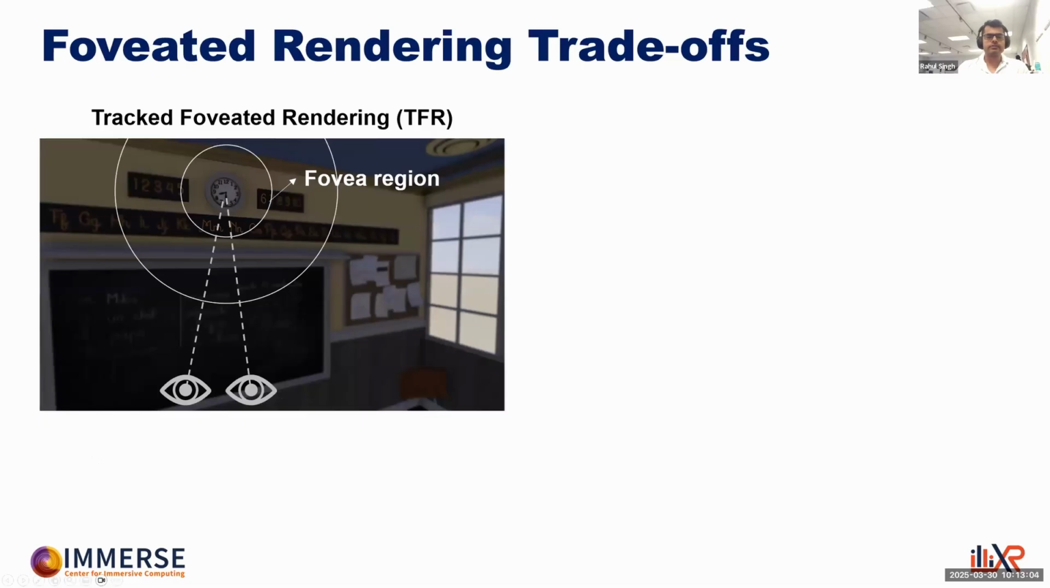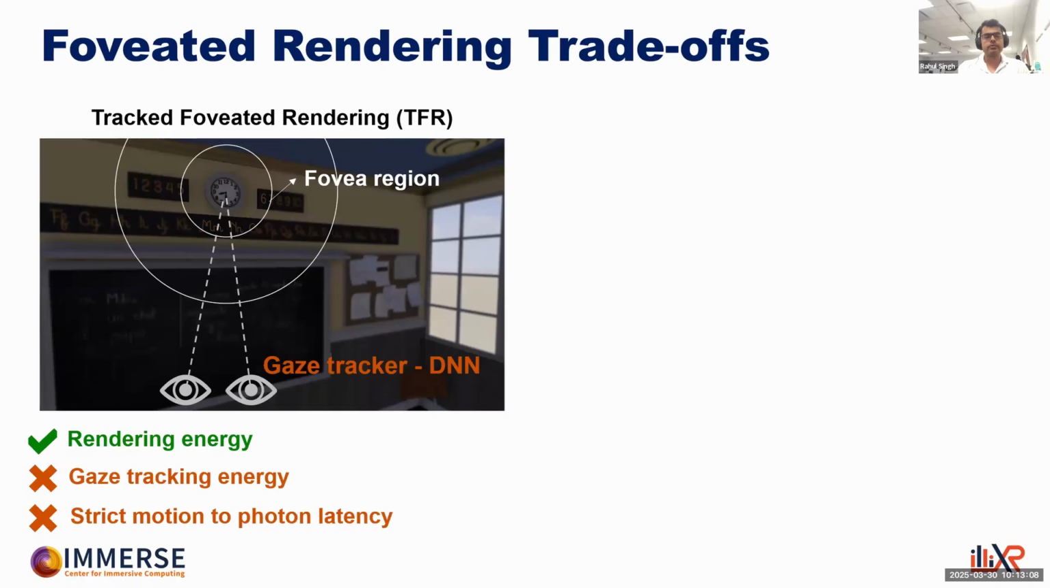Even though foveated rendering saves rendering energy, it requires gaze tracking, which is usually implemented through a DNN, and that adds additional energy of its own. And additionally, we have to consider strict motion to photon latency, which means the time when the user's gaze moves to the time where it's reflected in the rendered frame.